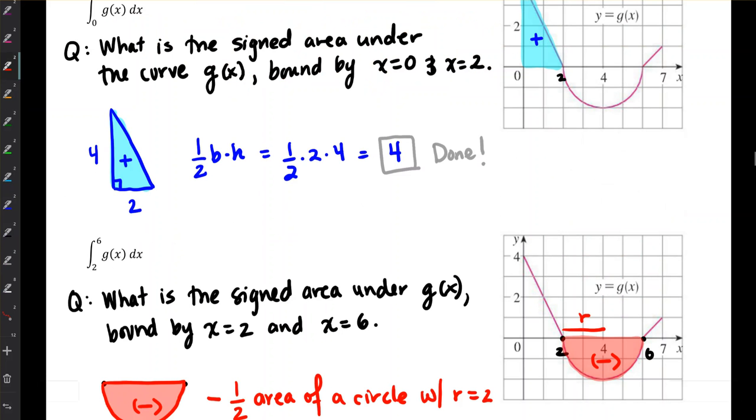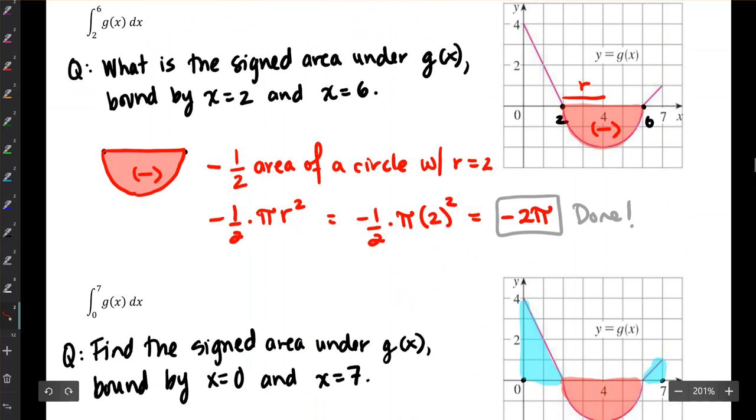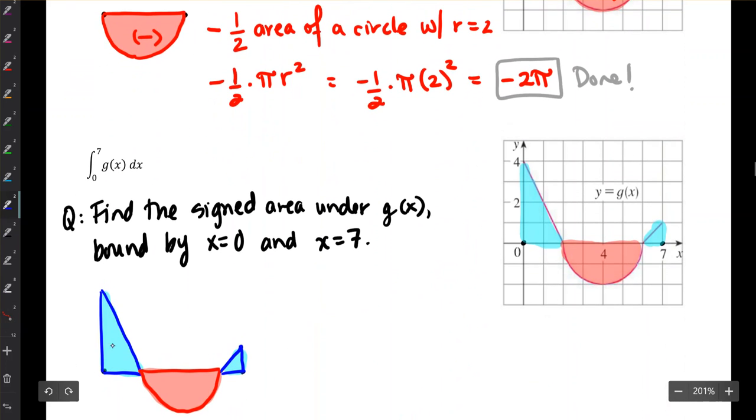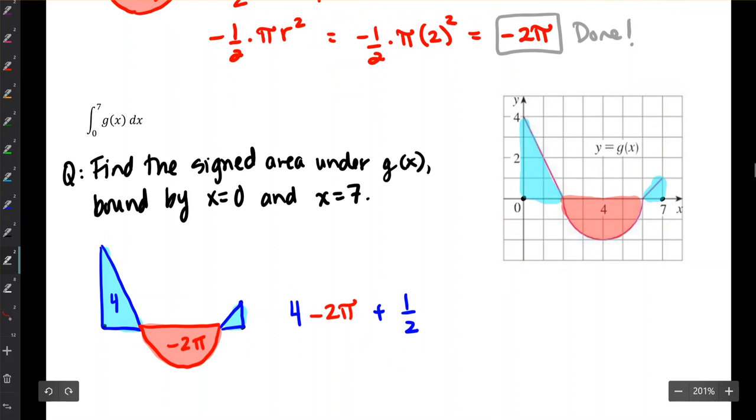So the area of that triangle was 4. The area of that circle below the x-axis was minus 2 pi. And then what's the area of that? Base is 1, height is 1. 1/2 times 1 times 1 is a half. You can see that we've got half of a square right there. So here's our answer: 4 plus a minus 2 pi plus 1/2. And I'm just going to leave it like that.